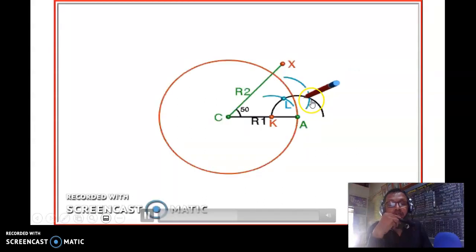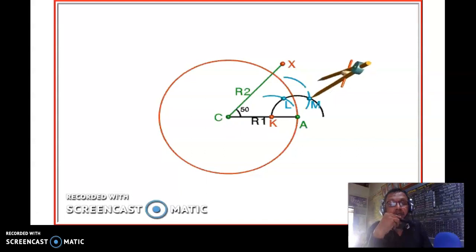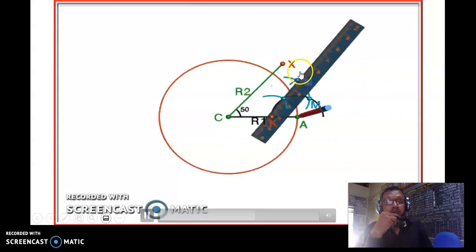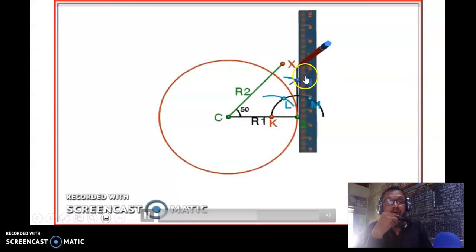Now don't change the radius. With the same radius cut this arc. These two arcs intersect at a point, say N. Now draw the line through this point N. This is the tangent, the first tangent T1.